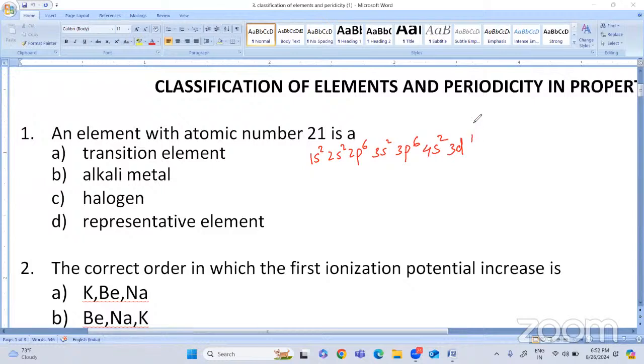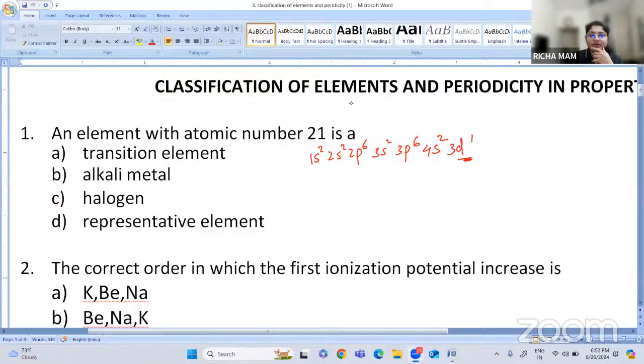So what is it, the element with atomic number 21? Yes, it belongs to what? It belongs to the transition elements because it has entered the d orbital, right? Yes, option A. Very good. Hema has answered it correctly. So d-block elements are also called transition elements. This we saw last time.